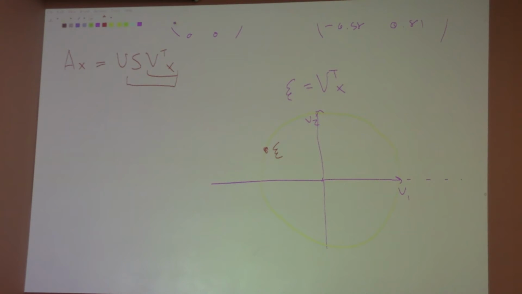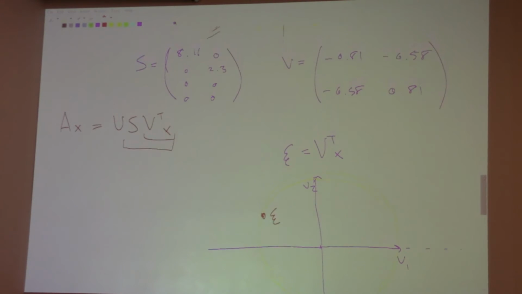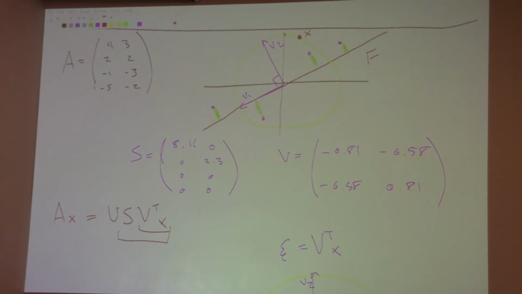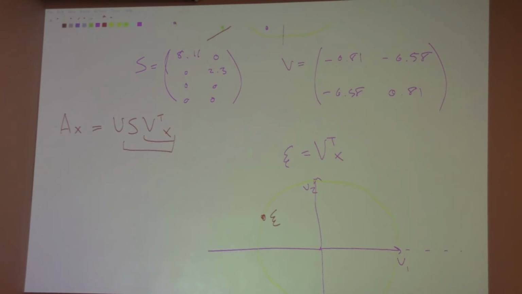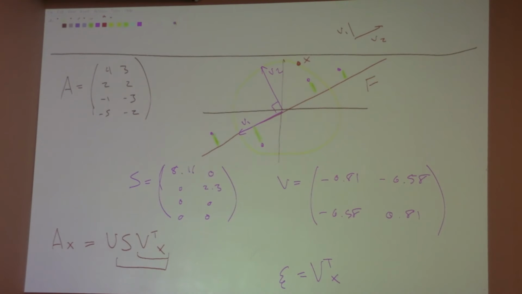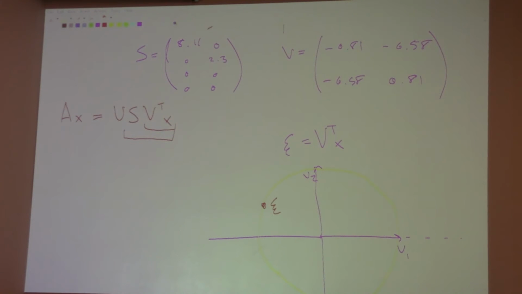Okay, so if you look at the V1 coordinate, it should be negative, right? And that's what I'm seeing here. The V1 coordinate is negative. The V2 coordinate is positive, right? That's what's happening here for x. So I've just done a change of basis here. I've written it in this new coordinate system. Okay?